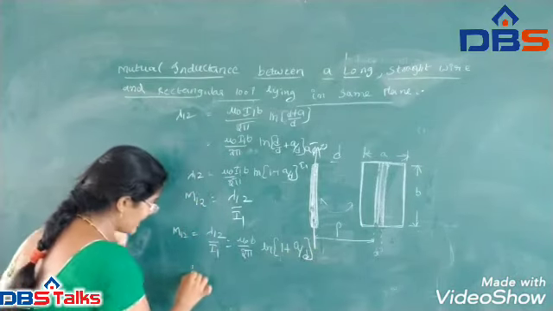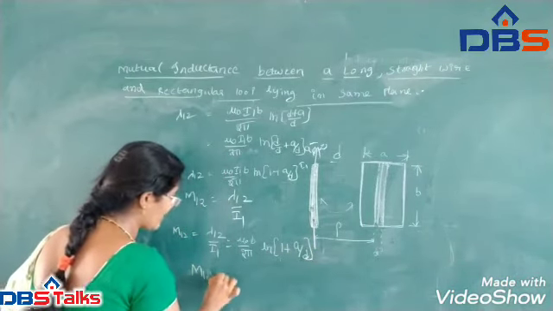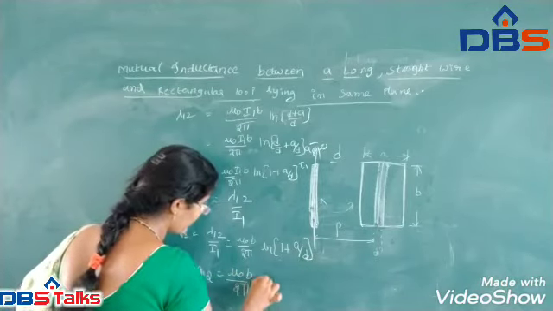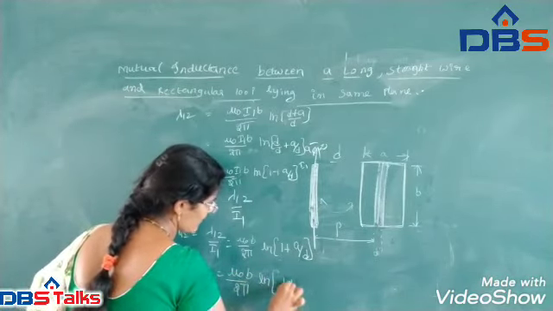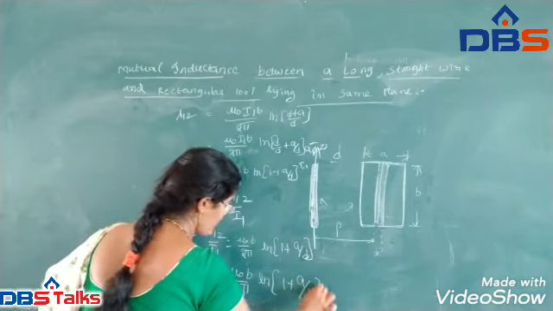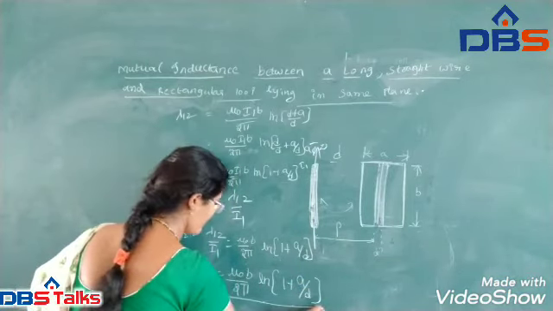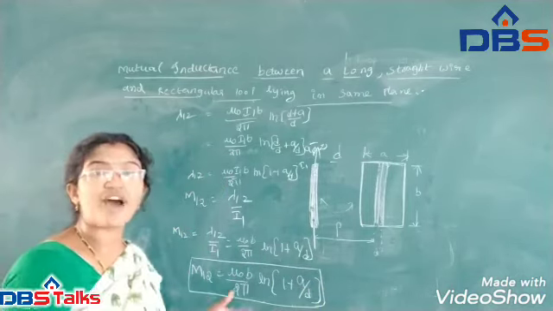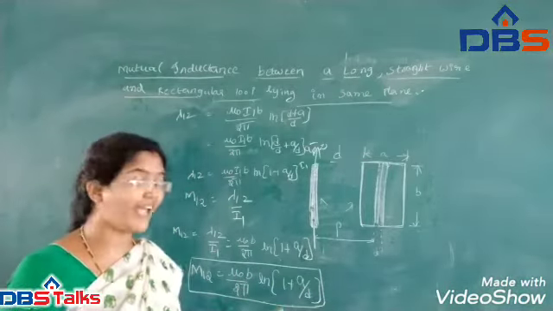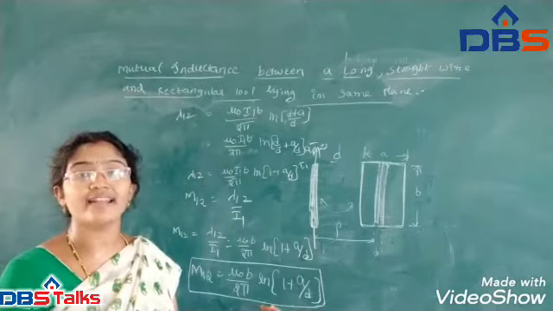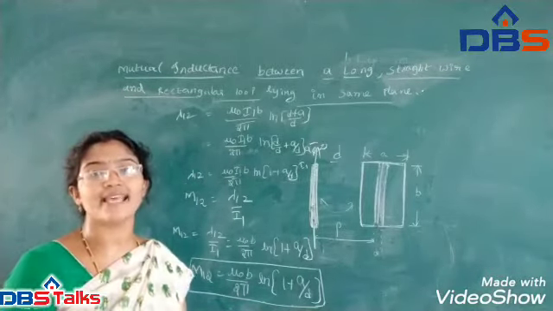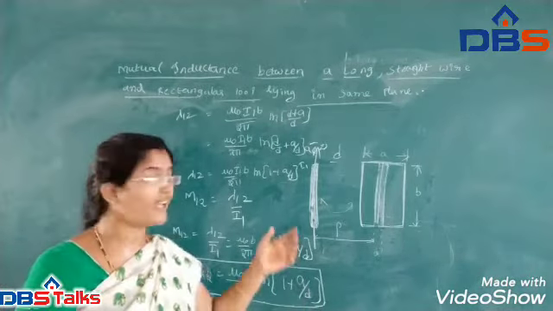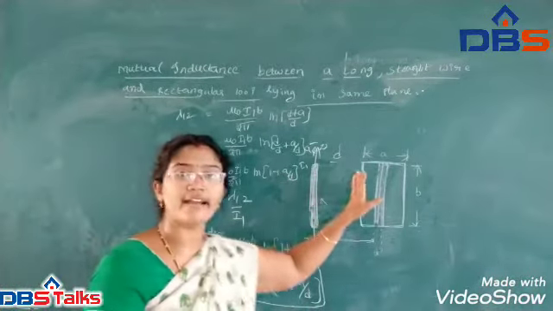So this is the mutual inductance between a long straight conductor and a rectangular loop lying in the same plane. This is the formula for it. Here you can find the mutual inductance between the long straight conductor and the rectangular loop.